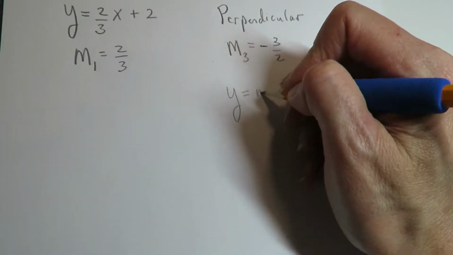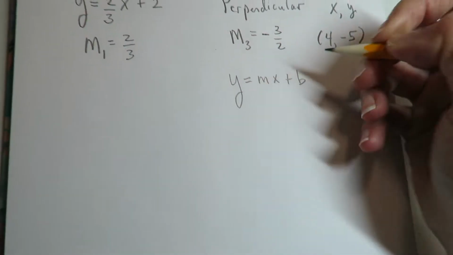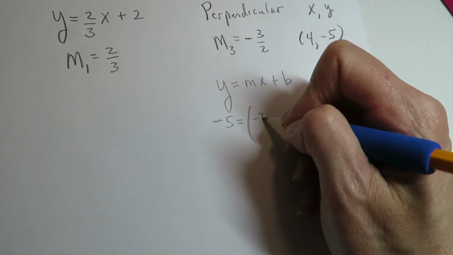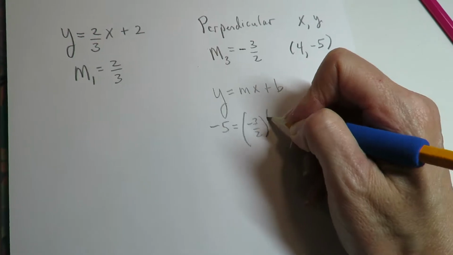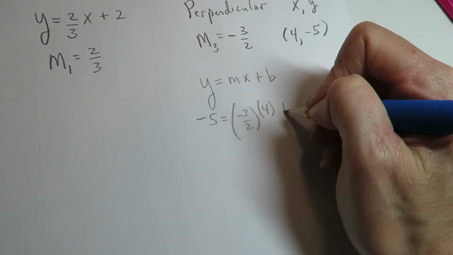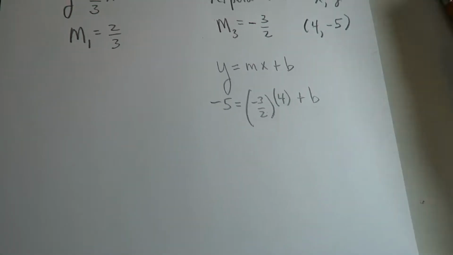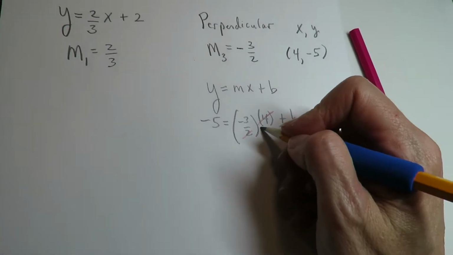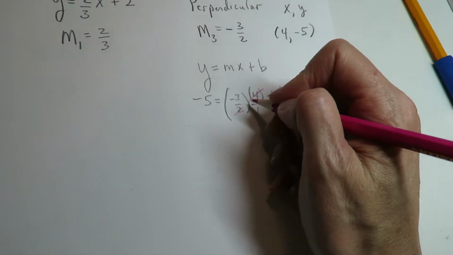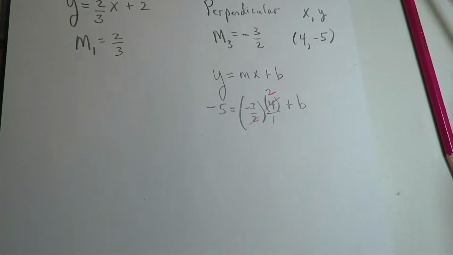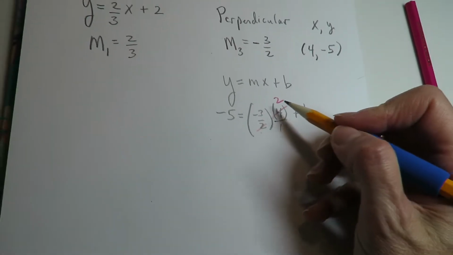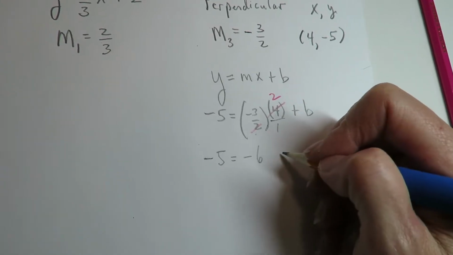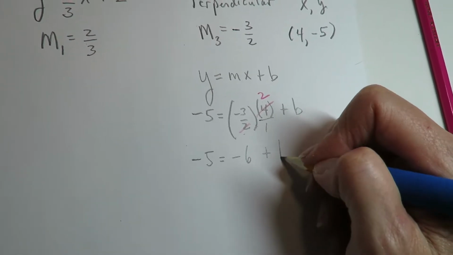Now let's go ahead and create the line. So we're going to plug in the y value, which is -5, the m value, which is -3/2, and the x value, which is 4, and we're going to solve for b. I'm first going to reduce the 2 and the 4. If it helps you, you can think of this as 4/1. So 4 divided by 2 is 2. I'm then going to multiply the 2 times the 3 here. So I'm going to get -6 plus b.